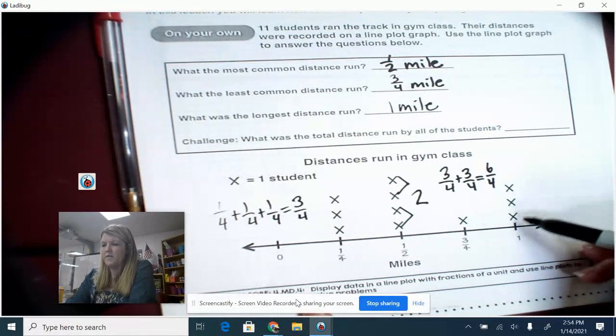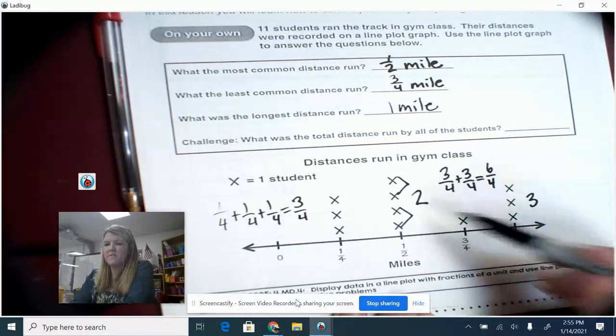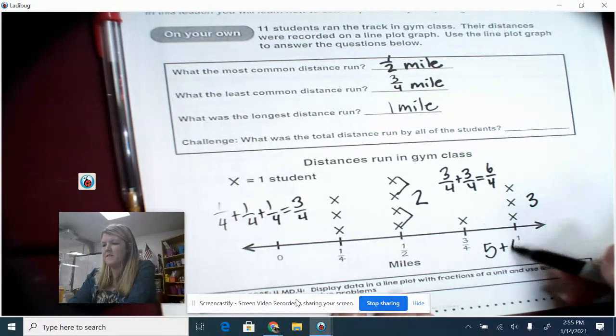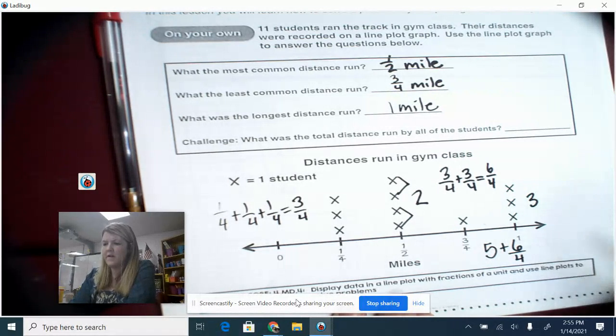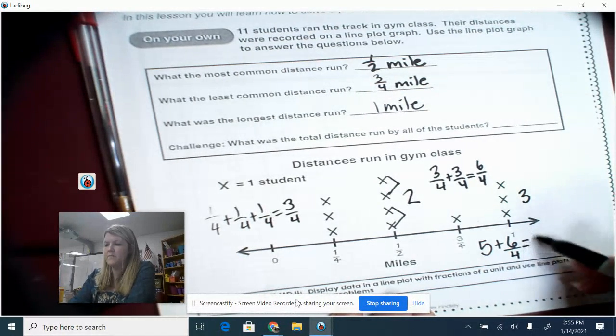And then I've got 1, 2, 3 here. So now I've got to go back and put all that together. So the 3 and the 2, that's going to be easy. That gives me 5. But now I've got plus 6/4. So I don't want to leave it as 6/4. I know that I can make one whole out of that.